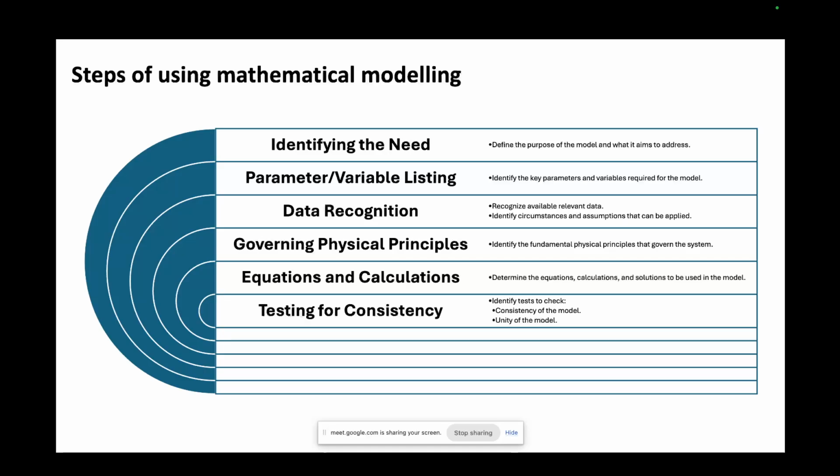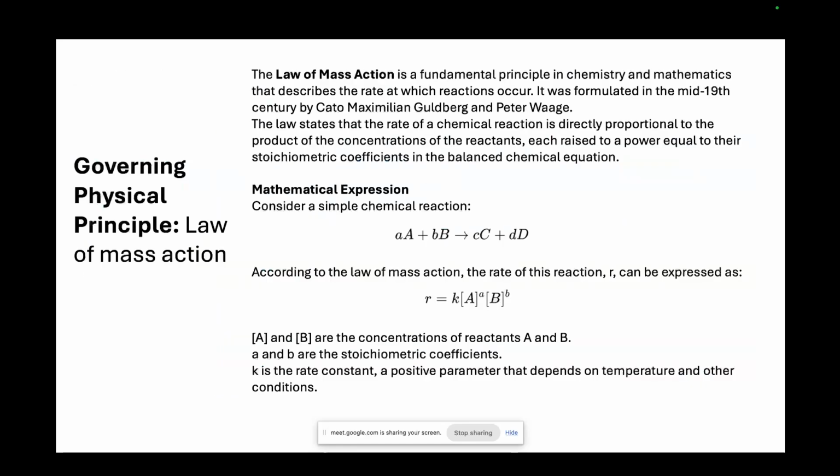Okay, so moving on. Governing physical principles, what do we mean by that? For example, one of the governing physical principles inside the cell that is always there is the law of mass action. This is one of the oldest laws that is still very relevant. This law is more than 150 years old, but still relevant to us. It's a law that has stood the test of time.